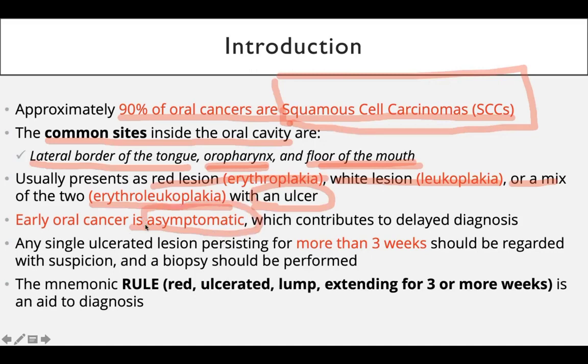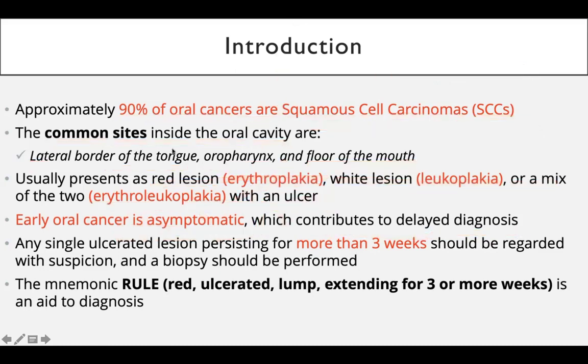Early oral cancer is asymptomatic. Cancer is a process, one of the silent killers, other than MI and autoimmune diseases. Autoimmune diseases are very symptomatic when they flare up, but when they are not flared up, they are asymptomatic. Same as these cancers: they are asymptomatic initially, but when the symptoms appear, it's usually a little late. Early oral cancer is asymptomatic, which contributes to delayed diagnosis.